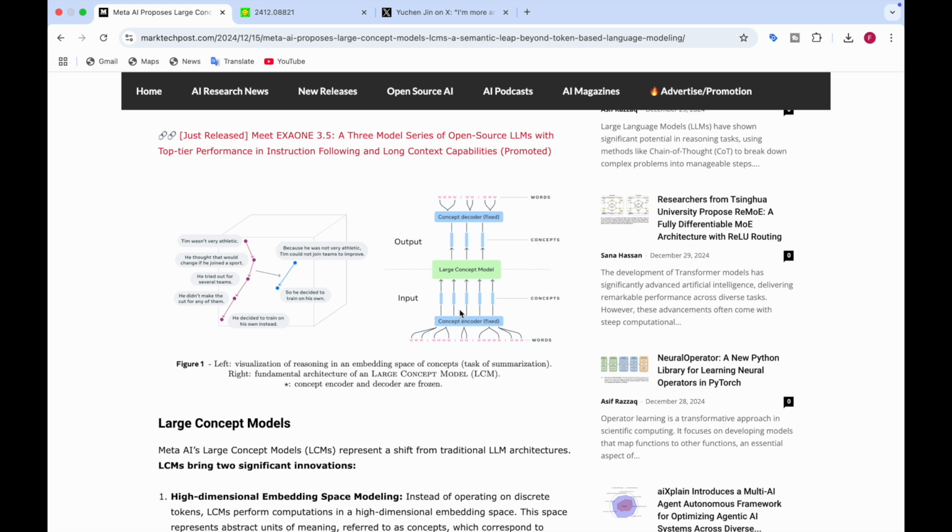Another big step forward with LCM is its hierarchical architecture. Instead of processing everything in one go, this architecture mimics how we humans think. It starts with big ideas and then refines them down, which allows the LCM to generate longer-form context without losing coherence.